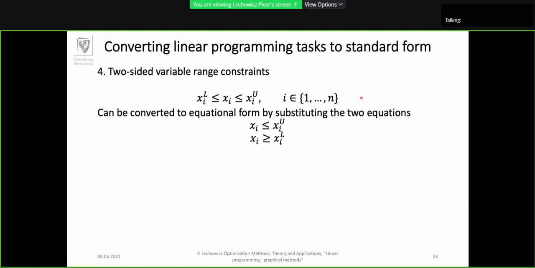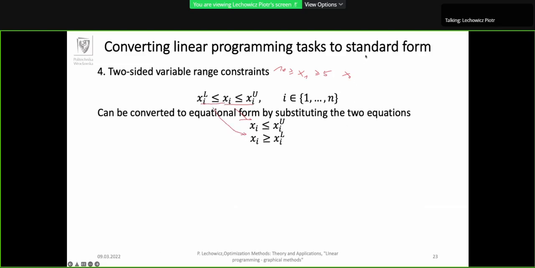And another example is two-sided variable range. So often we assume, for example, that x1 is greater or equal than 5 or any other, and at the same time can be lower or equal than 10, and so on. So in such a case, again, we are splitting it into two constraints. This is the first constraint, this is the second constraint.